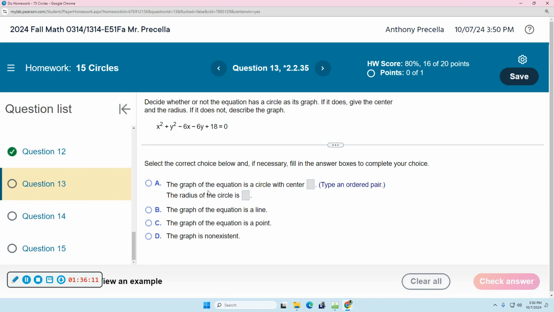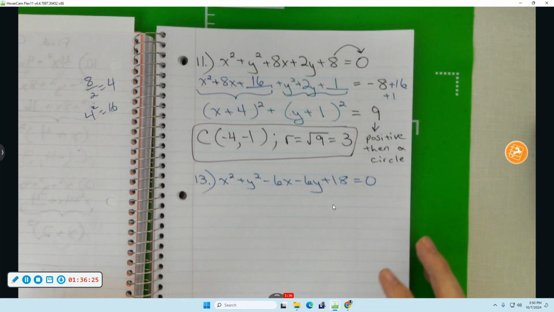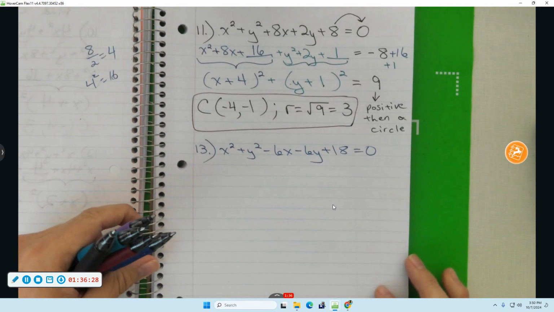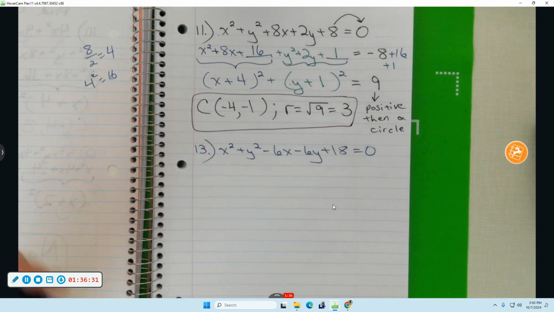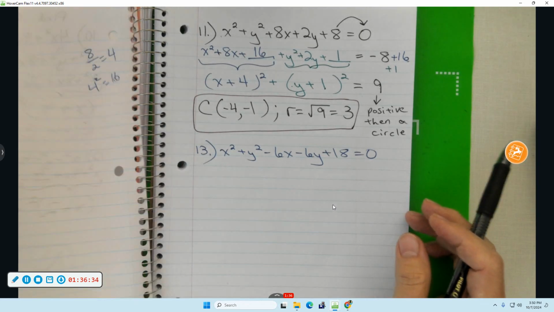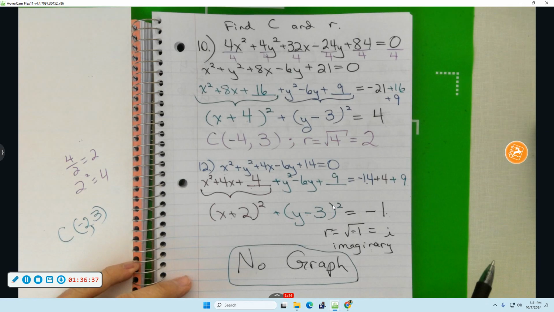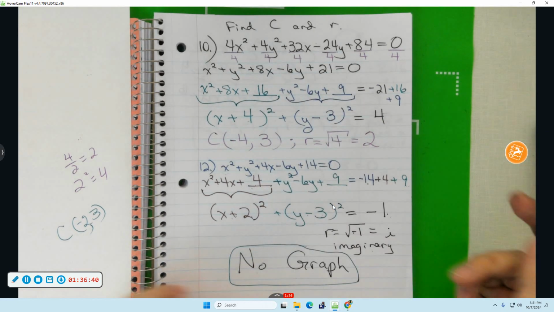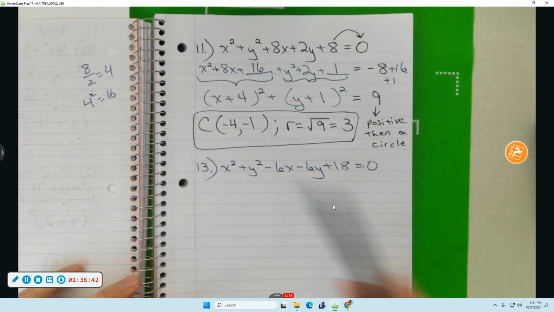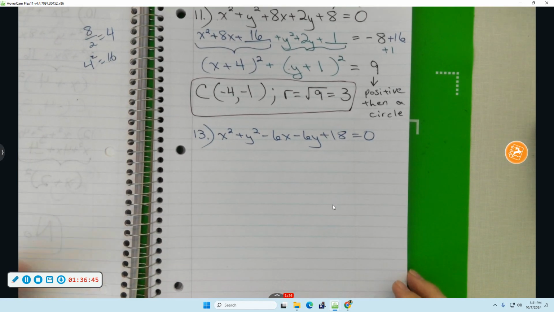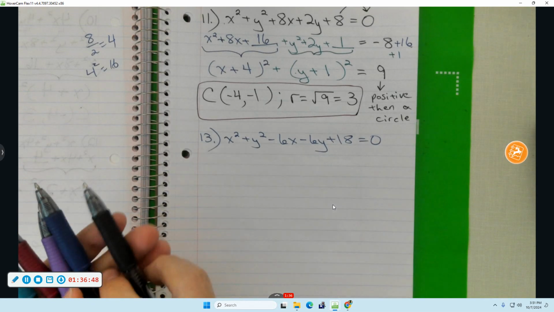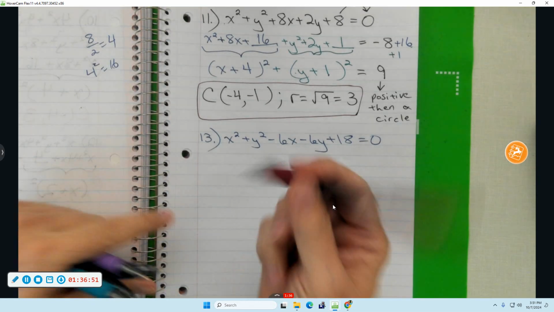X squared plus y squared minus... Now this is the last one we'll be doing, so do I need to divide through like I did on number 10? Do I need to divide through? No, the leading coefficient's already a 1, so what do? Group the x terms together and group the y terms together.